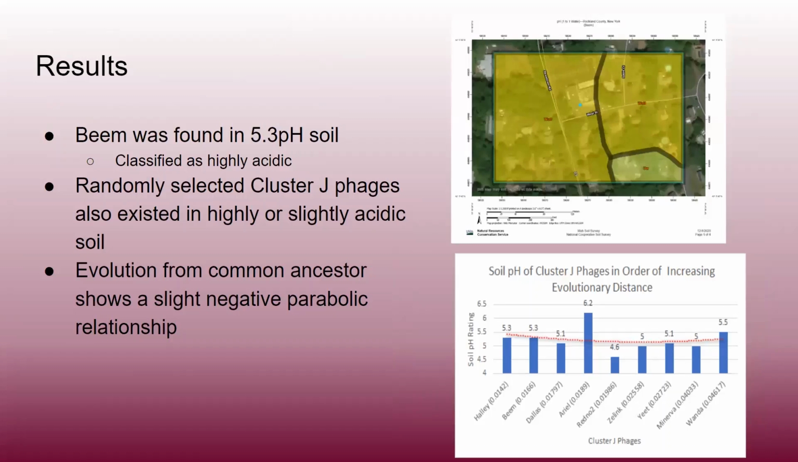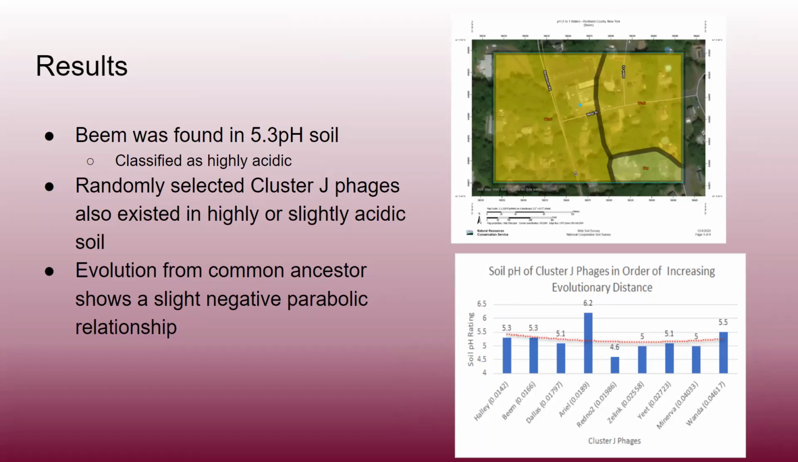So for our soil results, what we did is we used the coordinates from PhagesDB for each phage and plugged them into the USDA Web Soil Survey algorithm. As you can see in that top figure, that is what our information looked like with a local soil type. So Beam was found in a soil of 5.3 pH, which is classified as highly acidic by the USDA.